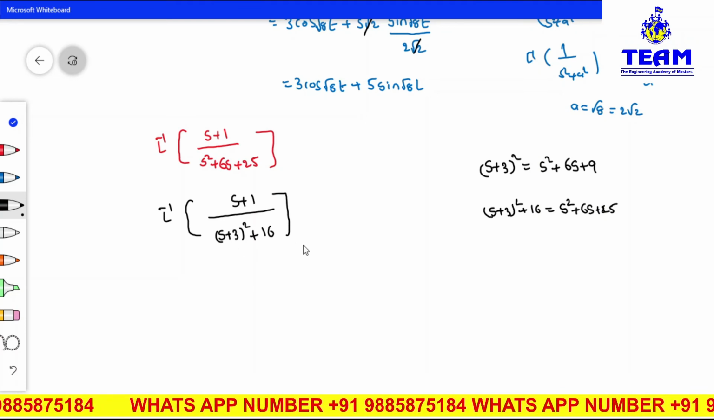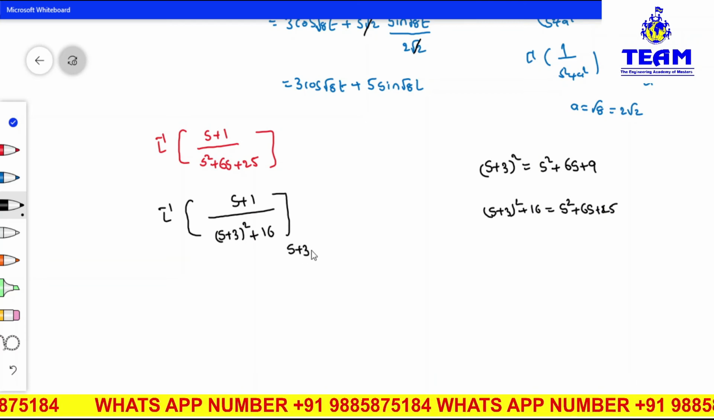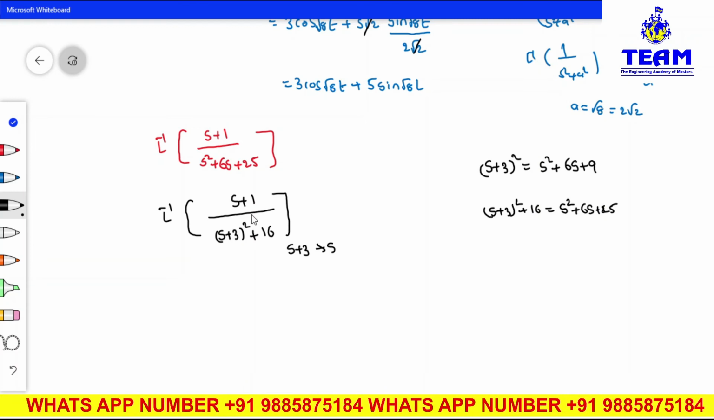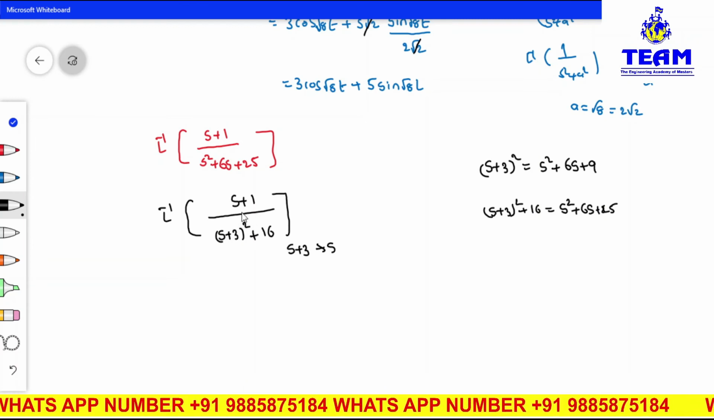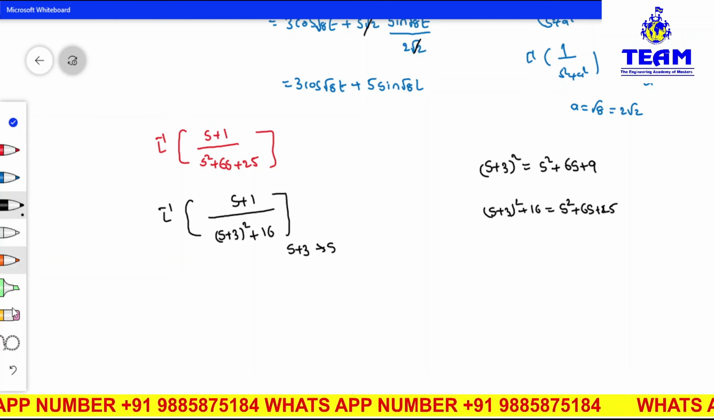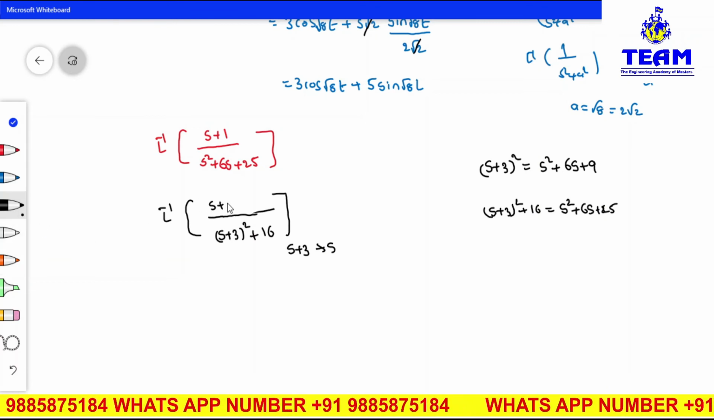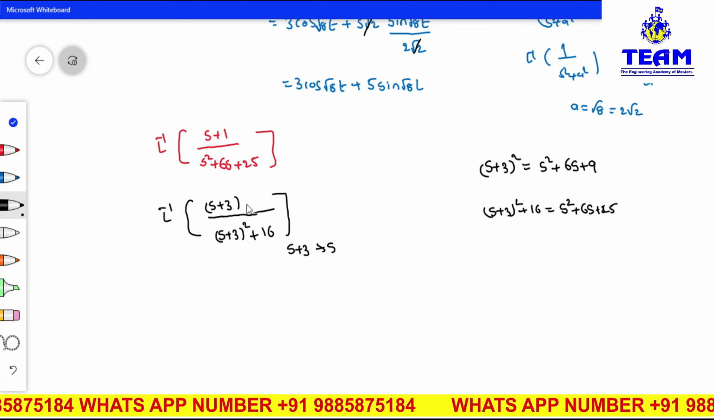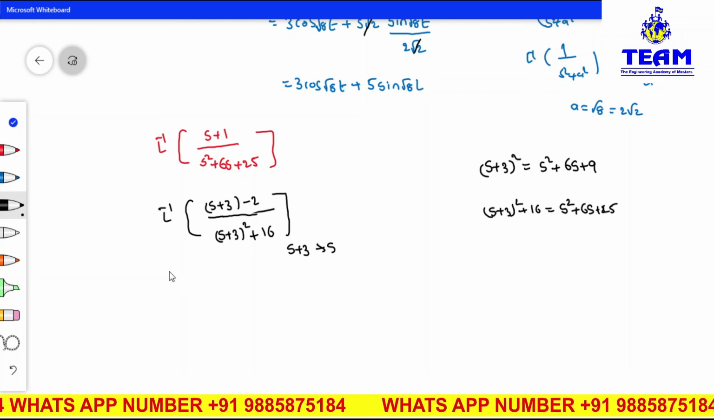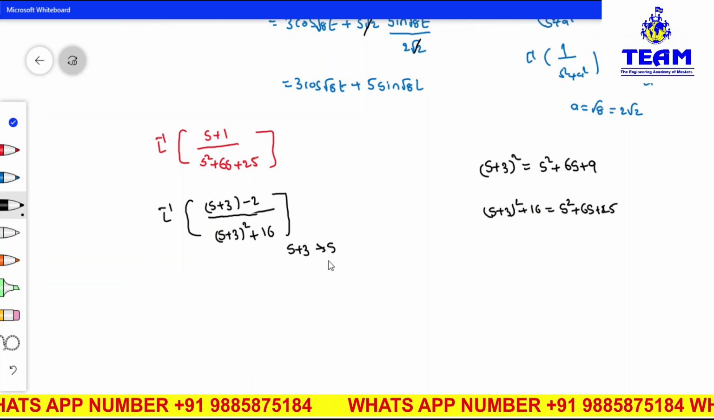Okay, friends. Now here you observe the denominator should be s square plus a square form, but here you have s plus 3. So now we have to shift s plus 3 to s. Observe the numerator also contains s, but here you have s plus 1, not s plus 3. So what to do? Add 2, subtract 2. Then s plus 1 will become s plus 3 minus 2. That's it. Now, before applying the linearity property, I am using the shifting theorem.